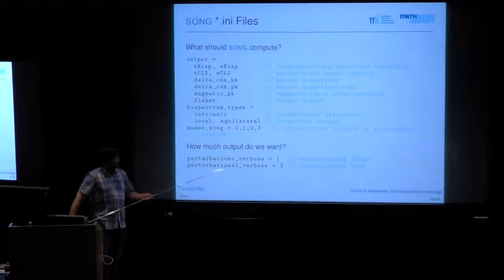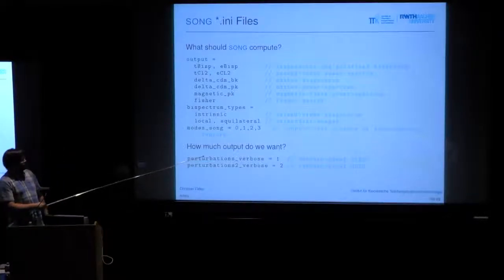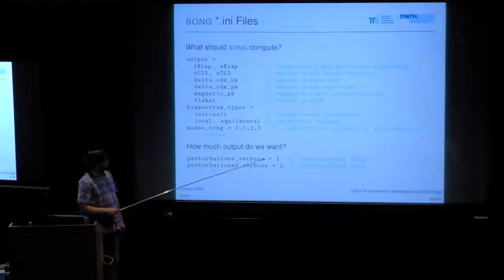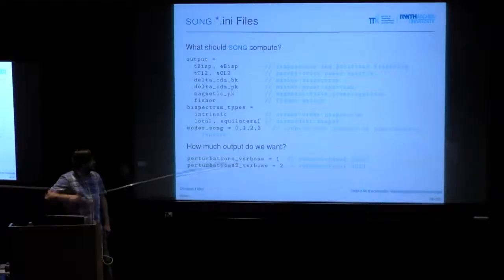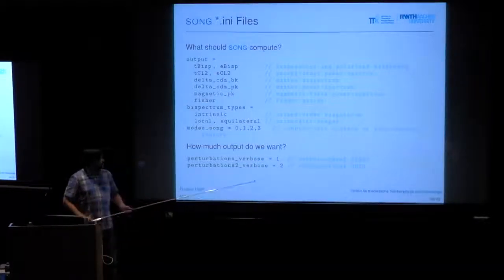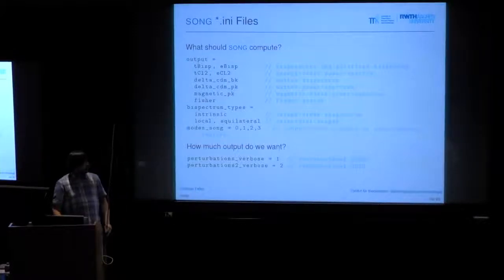And then also, this works the same way as it does in CLASS. You can set your output parameters. In CLASS, you have, for example, the perturbations verbose that you set to 1. Now you also just have the quantity perturbations2 verbose that you can set to 2 or 1 or whatever you want, to specify how much shell output you want to have while the code runs.